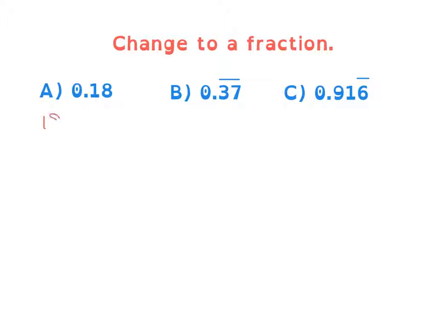We say this is 18/100ths. And then we reduce this. 18 and 100 are both divisible by 2. So if we divide them each by 2, we're going to get 9/50ths. Okay. For B and C, these are repeating decimals.